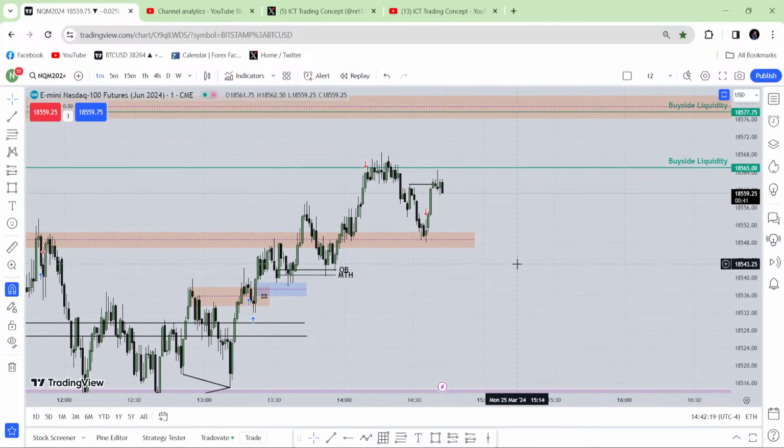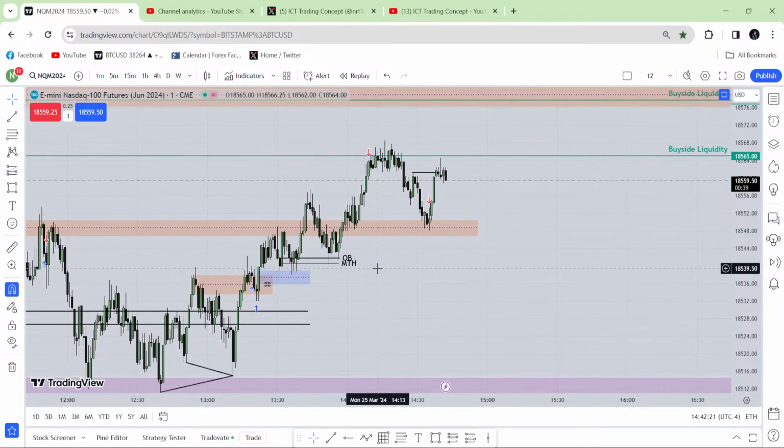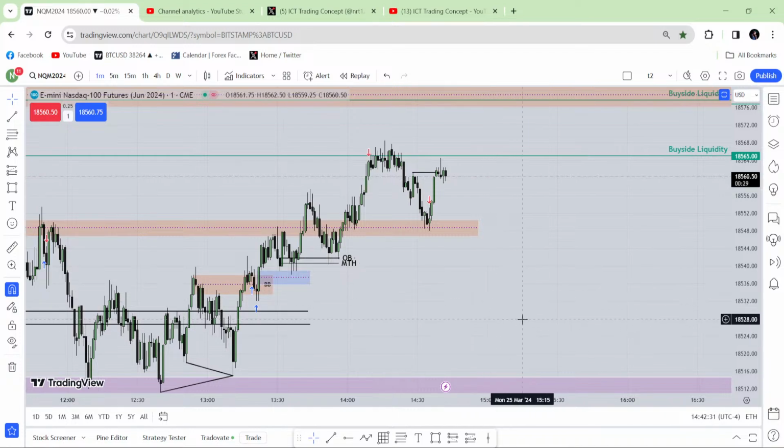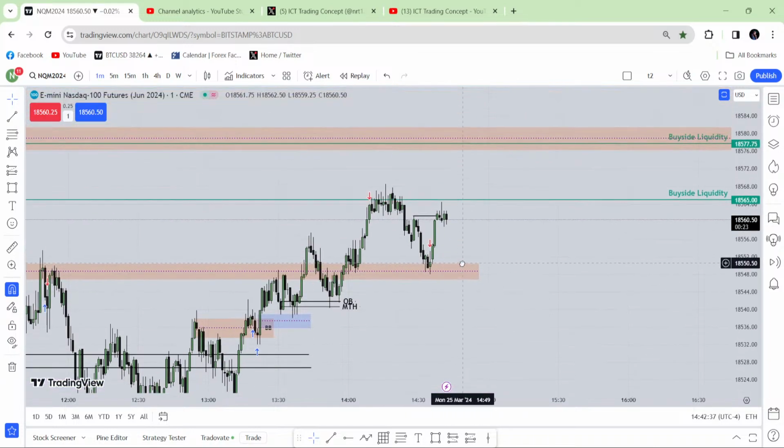For being a breaker block, it has to do something like this. See this parallel gap? If this parallel gap is closed fully by the body, then I will look for a breaker block again. If it is not closed by the body, here is no breaker block.